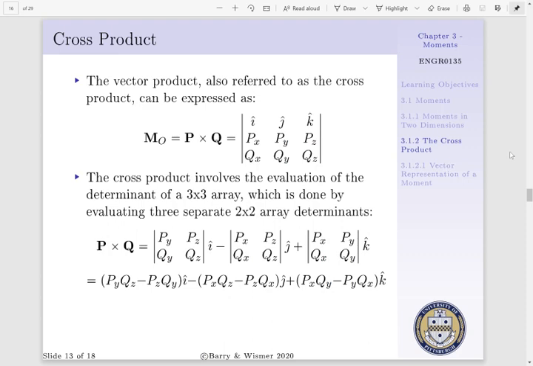That is, we can say P cross Q is equal to the determinant of Py, Pz, Qy, Qz in the i hat direction, less the determinant of Px, Pz, Qx, Qz in the j hat direction, plus the determinant of Px, Py, Qx, and Qy in the k hat direction. When we evaluate this, our first determinant yields Py Qz minus Pz Qy in the i hat direction, less our second determinant, which is evaluated as Px Qz minus Pz Qx in the j hat direction, plus our last determinant, Px Qy minus Py Qx in the k hat direction.